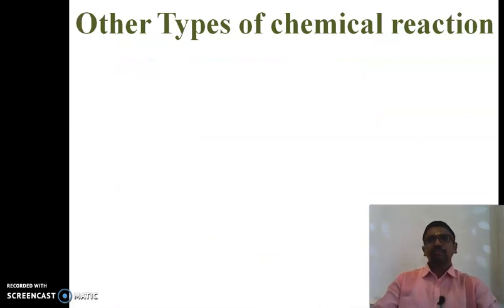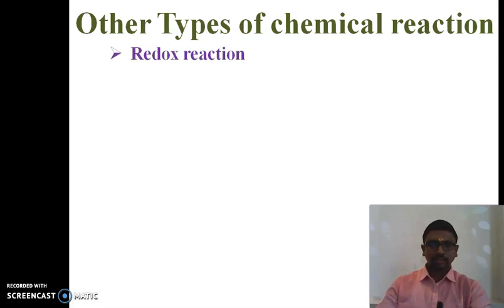And there are other types of chemical reactions as well. What are they? We will see that. First is redox reaction. Redox reaction has both oxidation and reduction happening simultaneously. The reaction which undergoes both oxidation and reduction simultaneously is known as redox reaction.